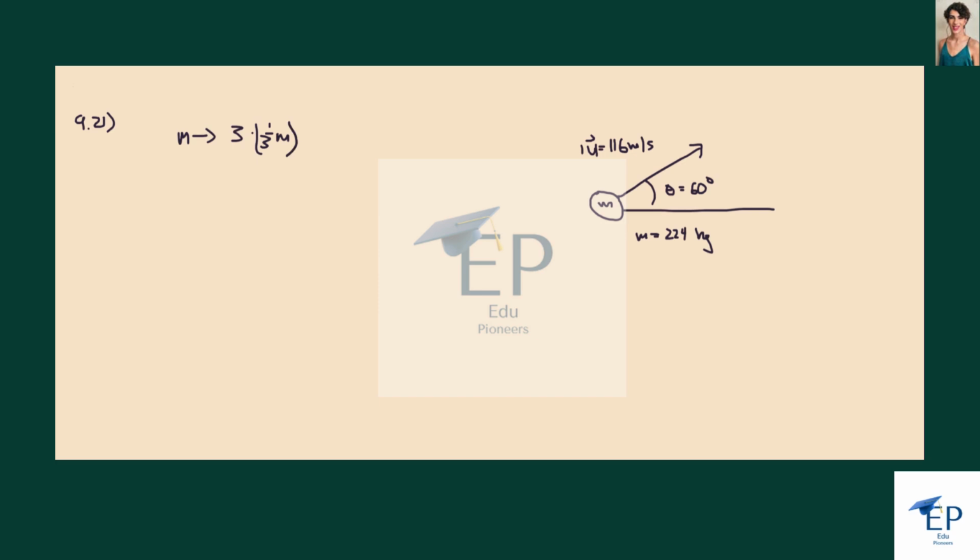Two of the fragments move with the same speed right after the explosion as the entire projectile had just before the explosion. One of these moves vertically downward and the other horizontally. We want to determine the velocity of the third fragment.